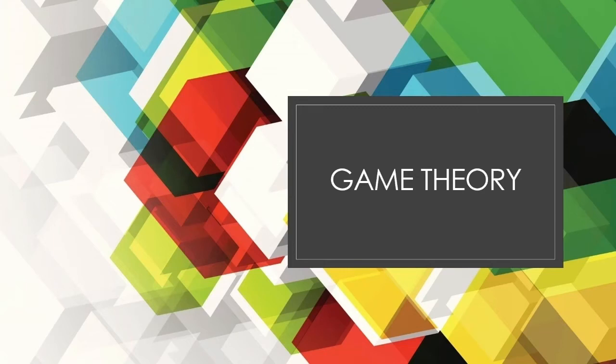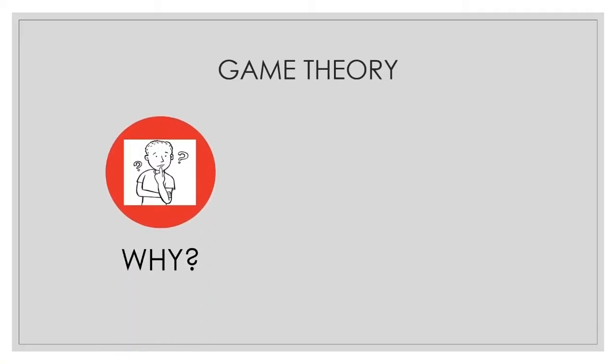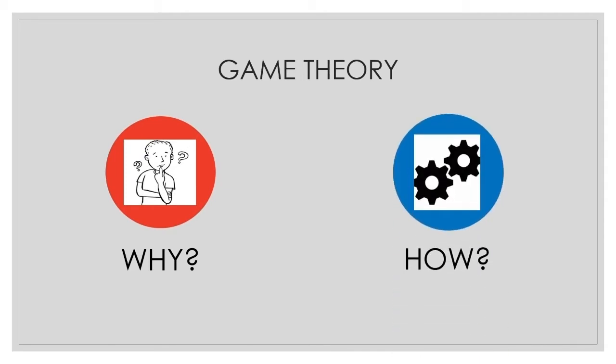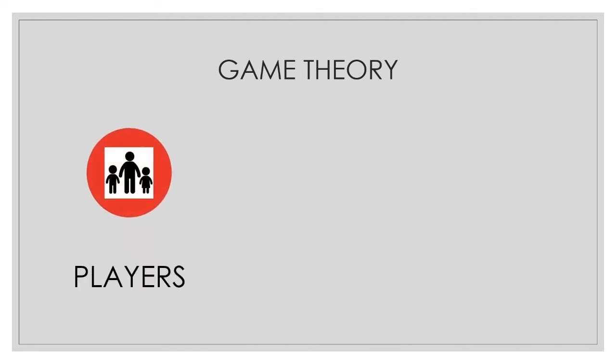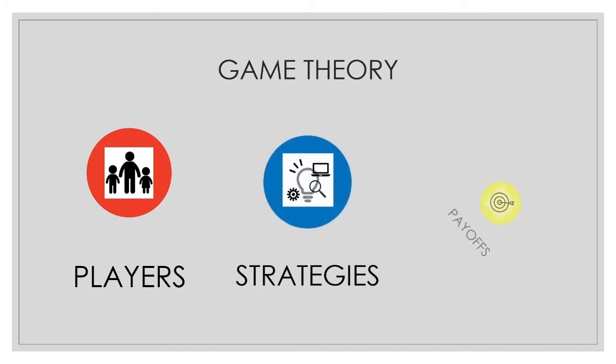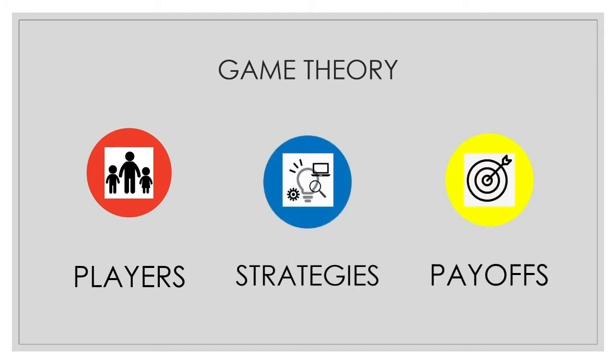Game theory. Game theory is the study of making decisions. It generally revolves around the questions why people make the decision and how those decisions affect the overall outcome. Game theory has three major components: players, strategies, and the results or the payoffs.